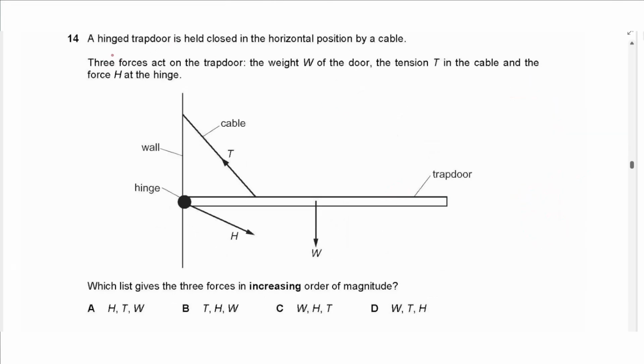Question 14 says, a hinged trapdoor is held closed in horizontal position by a cable. 3 forces act on the trapdoor: the weight W of the door, the tension T in the cable, and the force H at the hinge, which is a reaction force. Which list gives the 3 forces in increasing order of magnitude from minimum to maximum? So we have only the tension acting upwards, which means it must be the greatest force to support both H and W. So we check the answers, only T at the end at C, so we choose C.